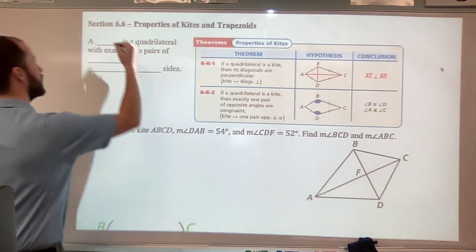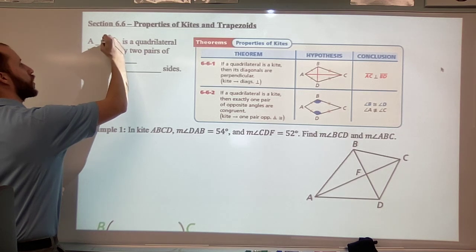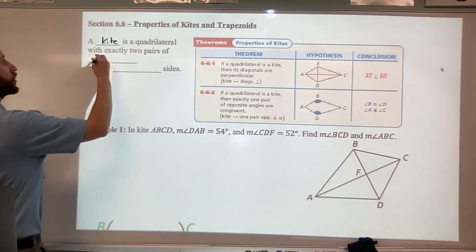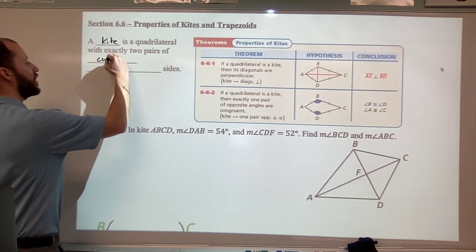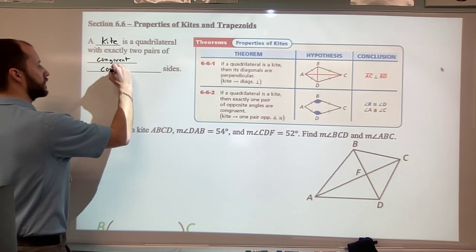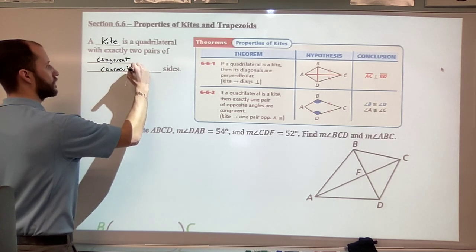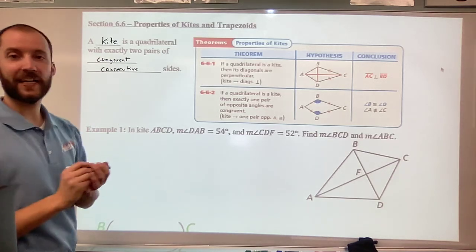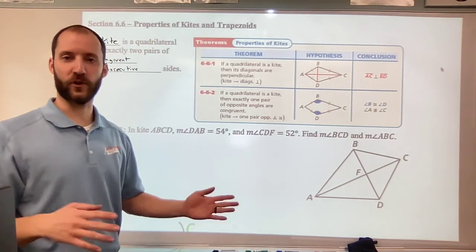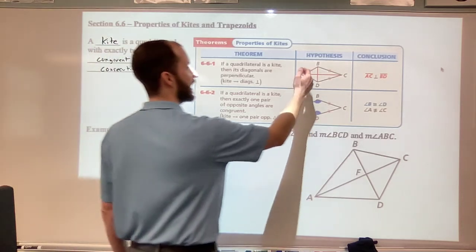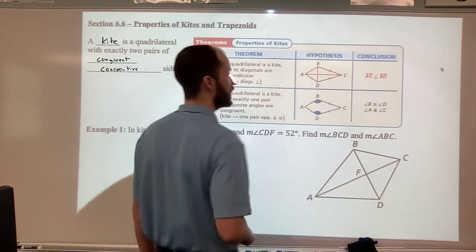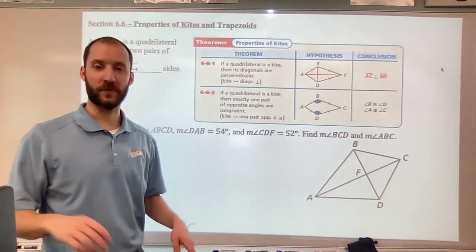So look at first at a kite. A kite is, of course, a quadrilateral, and it has exactly two pairs of congruent consecutive sides. So consecutive sides that are next to each other, and then there's two pairs of those that are congruent. So kite ABCD, AB and AD are congruent, BC and DC are congruent, and we get some properties from that.